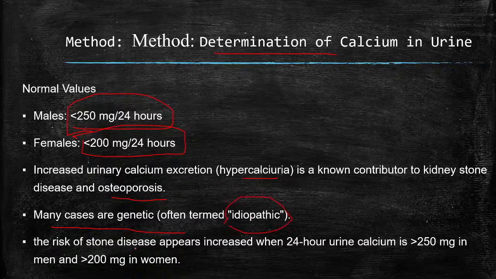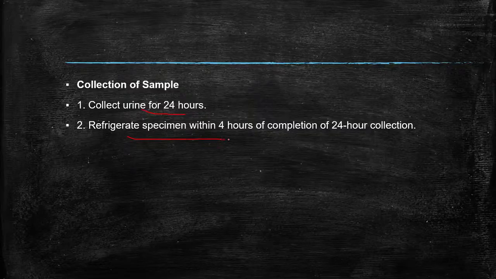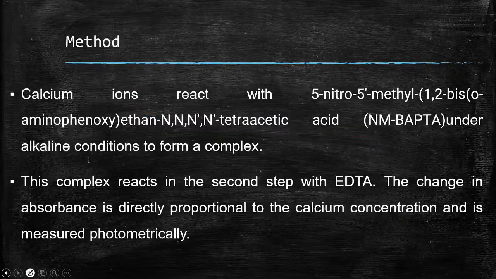Okay, so the risk of kidney stones appears to be more when 24-hour urine calcium is more than 250 milligrams in men and more than 200 milligram in women. So the 24-hour urine sample is collected, and it is refrigerated within 4 hours of completion of the 24-hour collection of urine. So how it is tested: calcium ions are measured by a colorimetric method.